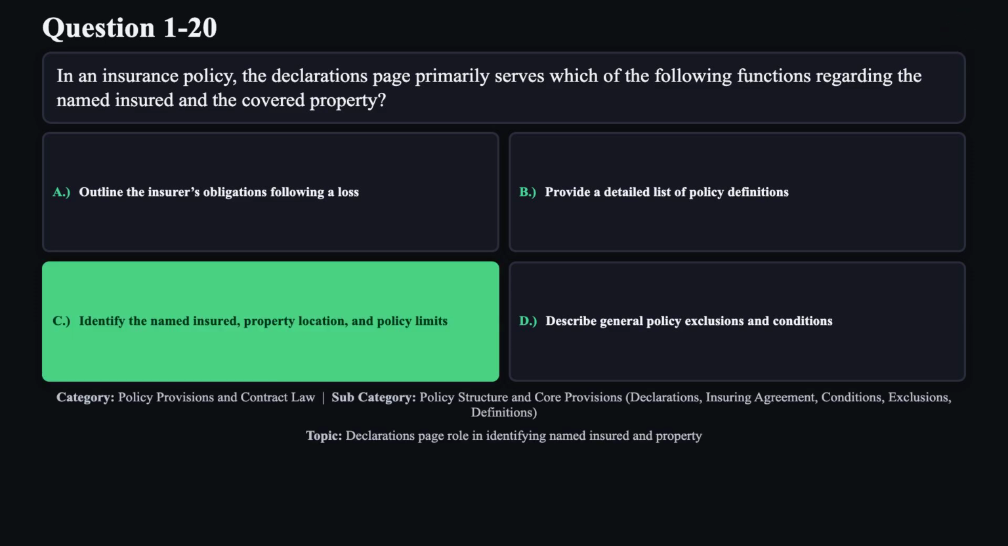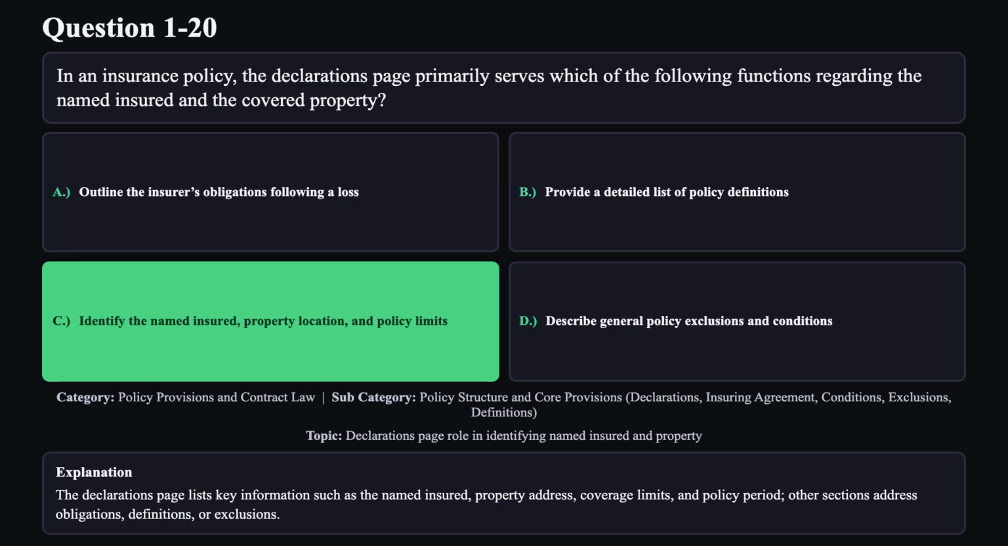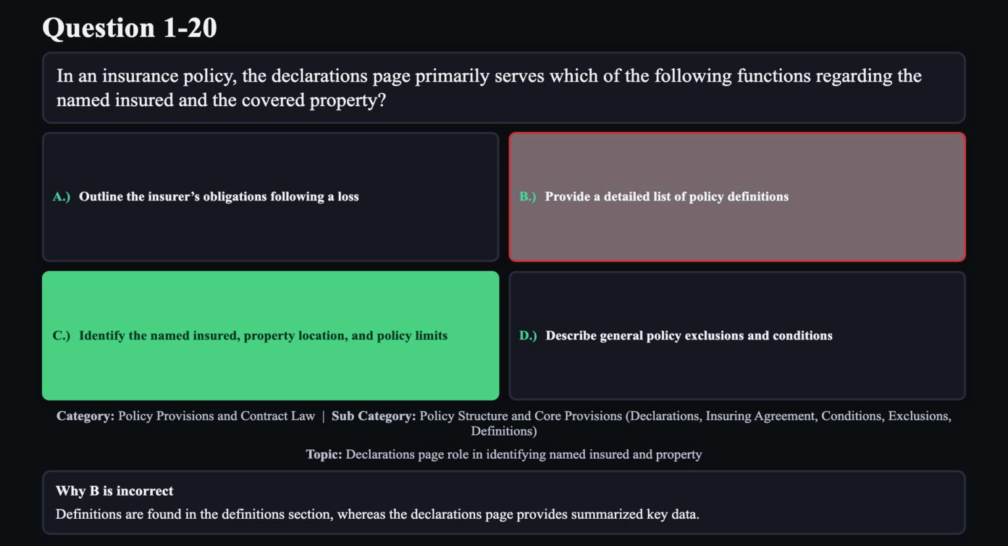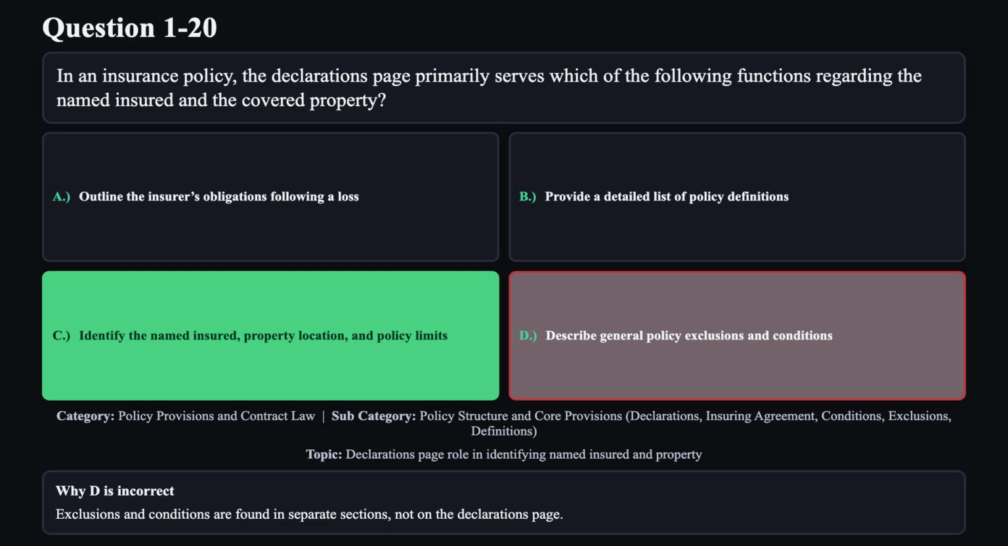The correct answer is C. The declarations page lists key information such as the named insured, property address, coverage limits, and policy period. Other sections address obligations, definitions, or exclusions. Reason A is not correct. This choice describes duties after a loss, which is covered under conditions, not the declarations page. Reason B is not correct. Definitions are found in the definitions section, whereas the declarations page provides summarized key data. Reason D is not correct. Exclusions and conditions are found in separate sections, not on the declarations page.